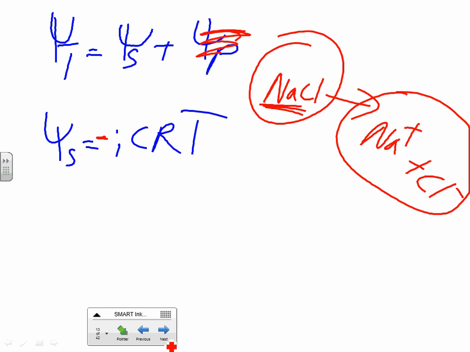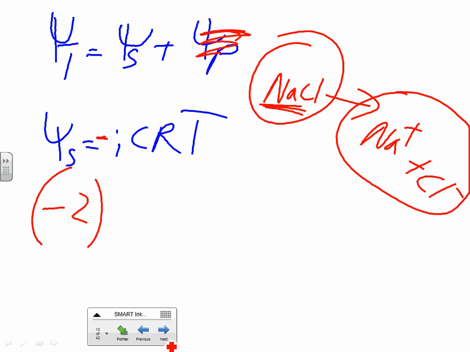Now, if this had not been salt, if this had been sugar, C6H12O6 or some other sugar, sugars are held together by what kind of bonds? Covalent. Do they break up into ions when you put them in water? Do they break up at all? No. So if it's a sugar, what's I going to be? Just 1. But for this, it's 2. So we have -2. What does C stand for? The concentration, the molarity. It tells you that on your sheet. And in the problem, our concentration is 0.2.